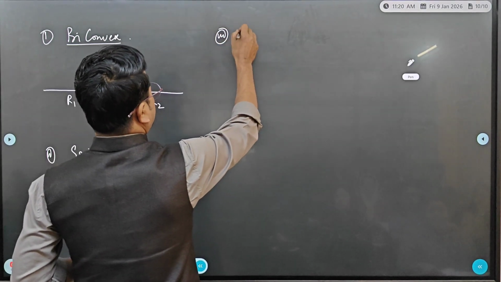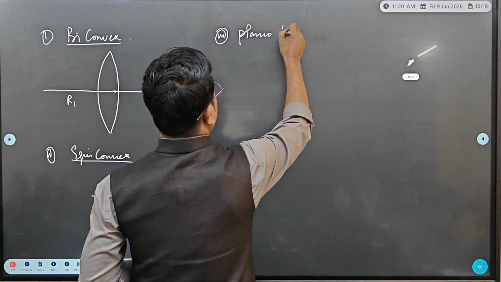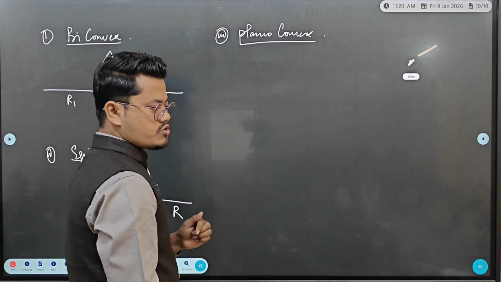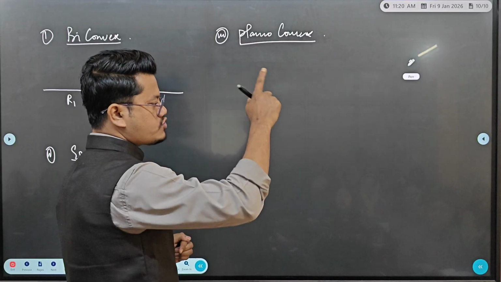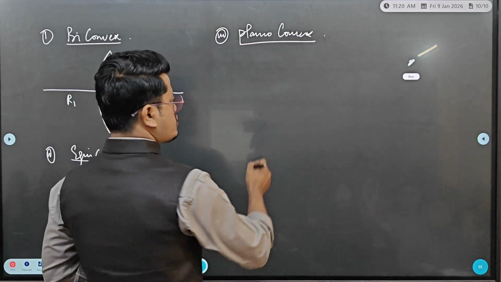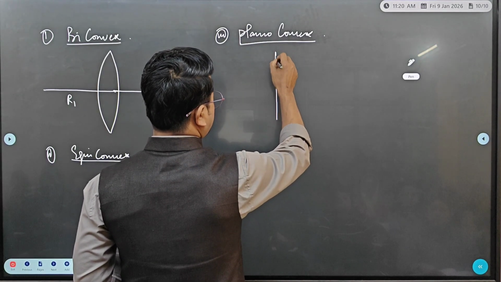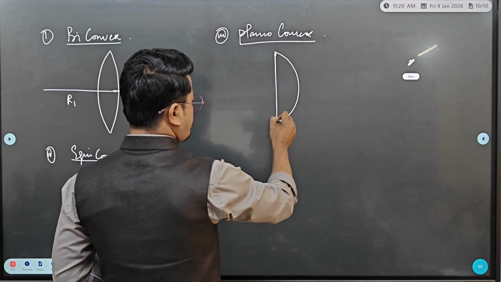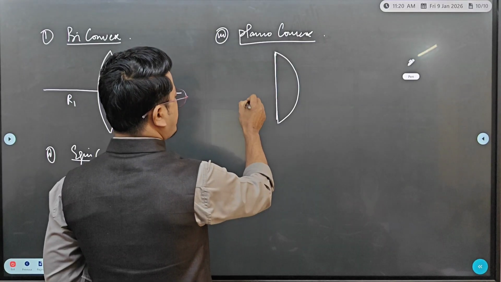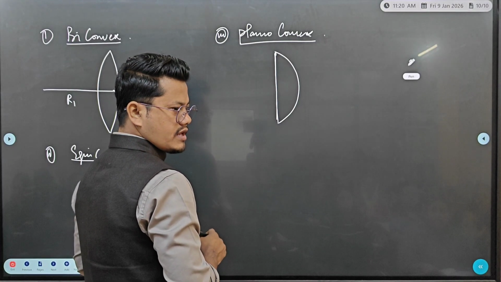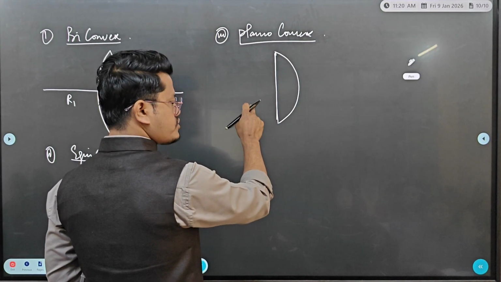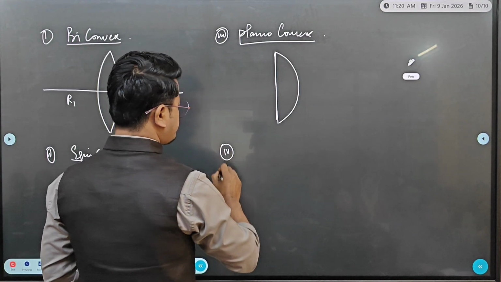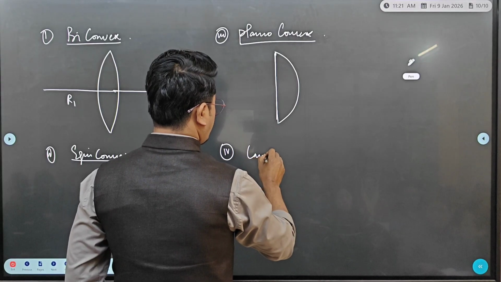Number 3, you need to understand plano-convex. Now you just see what is plano-convex. Plano means one side should be plane, the other side should be having a convex structure. So plano-convex means I just assume one side to be plane and the other side is having a convex structure. The side which has got plane needs to have the focal length infinite. If the focal length is infinite, the radius of curvature should also be infinite. Are you getting my point or not?